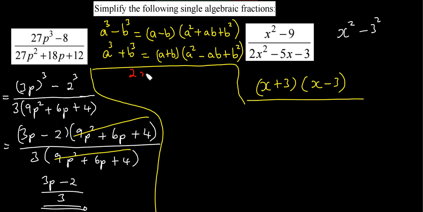We have 2x squared minus 5x minus 3. What you do is take the first one and the last one. What do we get here? We get negative 6x squared. Then you look for two factors that, if you multiply them, you get negative 6x squared, but if you add them, you get negative 5. Those factors are negative 6 and 1. Negative 6 plus 1 gives negative 5, and negative 6 times 1 gives negative 6. This is what we want.